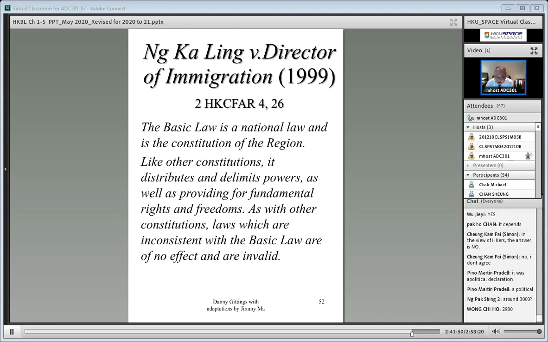It says the Basic Law is a national law and is the constitution of the region. And like other constitutions, it distributes and delimits powers as well as providing for fundamental rights and freedoms. As with other constitutions, laws which are inconsistent with the Basic Law are of no effect and are invalid. All these are fundamental principles in the common law in relation to constitutional documents. The only contention here is the description of the Basic Law as a constitution of the region. I had explained to you that this was considered by some to be not accurate in the constitutional law sense, because Hong Kong is not a place possessed of sovereign power. The sovereign power lies with the PRC, not Hong Kong, and therefore Hong Kong cannot have its own constitution.